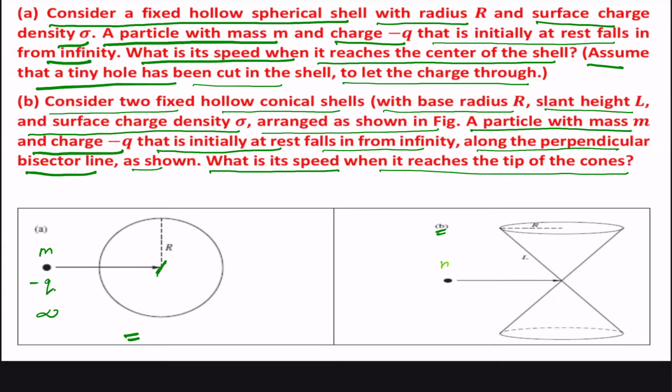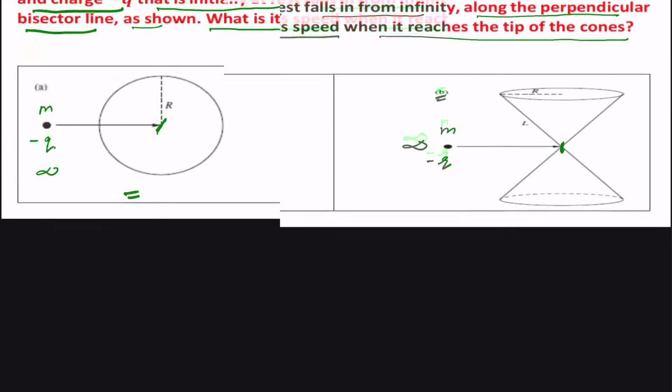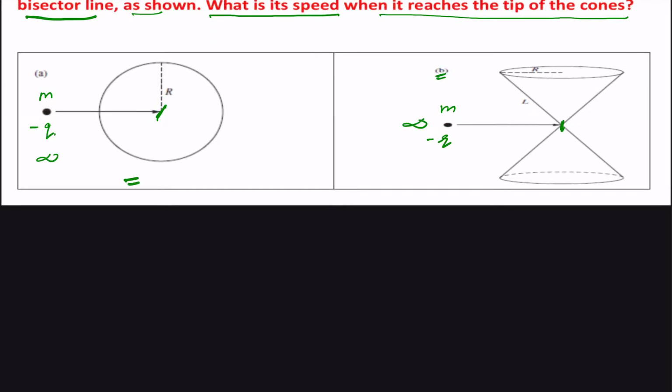Again we have a mass m, charge is minus q, and it falls from infinity. And we have to find out what the velocity is when it reaches the common vertex of both the cones. This is the basic question. So we are going to start by finding out the potential, and that potential is going to help us find out the energy, and then we can use the conservation of energy. So let us start with part A.